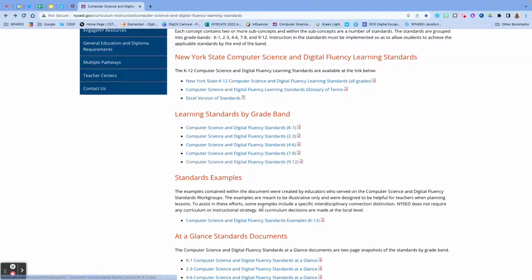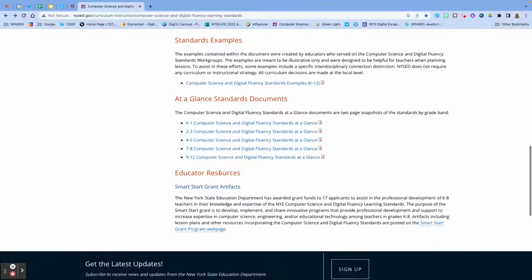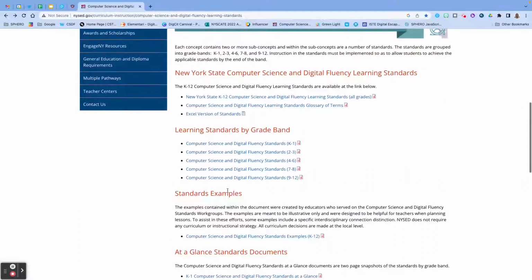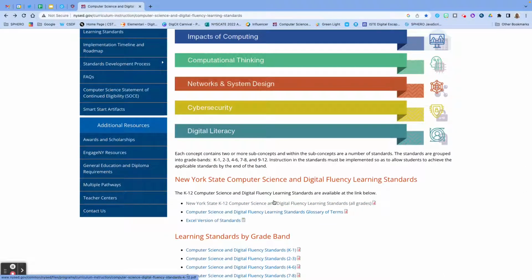Below the examples are the standards at a glance. So you're welcome to take a look at your concept area just to be able to see it in a different view. And then you can also take a moment and look at the Smart Start Grant artifacts to again see what they can look like in action, which we will explore more in the next module. So again, please take a moment and go through the standards, take a peek at them, and then we'll dive even deeper in the next video.